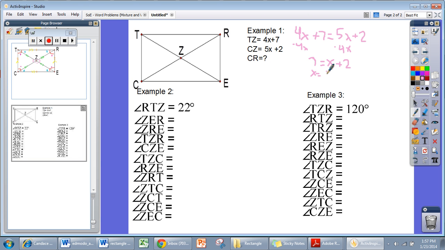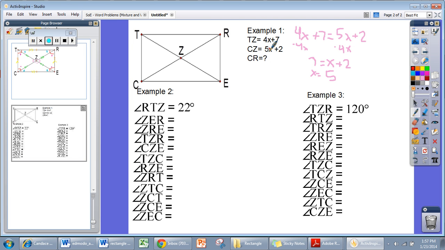X is 5. Ooh, x is 5. There we go. All right, so let's plug that in because we're looking for CR, so this whole thing. A good way to check is if you plug in your 5 for both of these, you should get the same number, and we do.